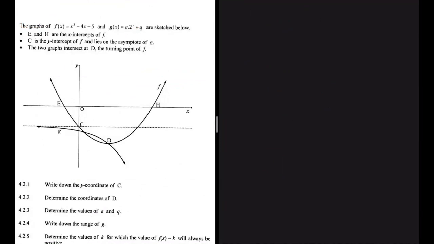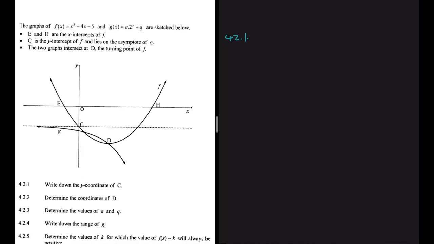And then if the sketch looks kind of plain, the questions might be hard. So let's see what's happening in this question here. For 4.2.1, the question is saying let's write down the y coordinate of C. Clearly we have two graphs here: f of x, which is x squared minus 4x minus 5, the quadratic function you see on the graph. And then we have an exponential function, g of x, which is a multiplied by 2 to the x plus q.